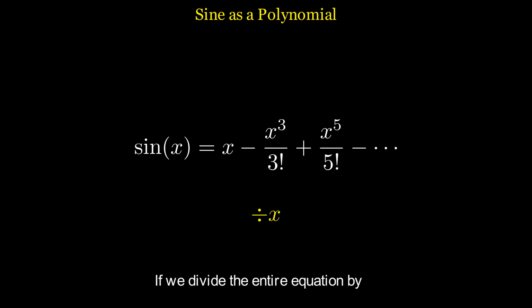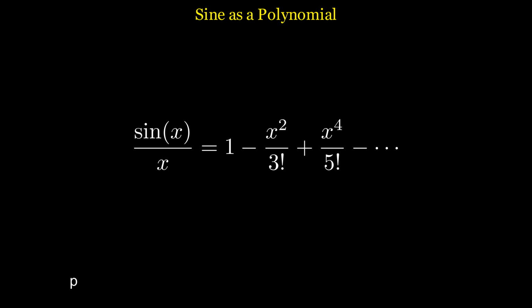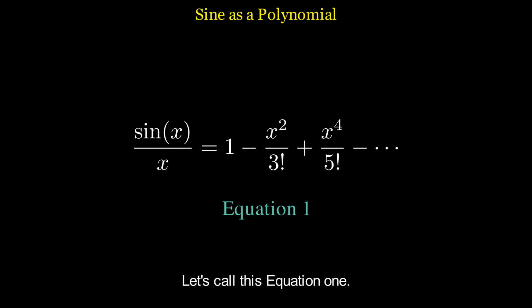If we divide the entire equation by x, we get sine of x over x equals 1 minus x squared over 3 factorial plus x to the 4th over 5 factorial. And the pattern continues. Let's call this equation 1. It evaluates to 1 when x approaches 0.